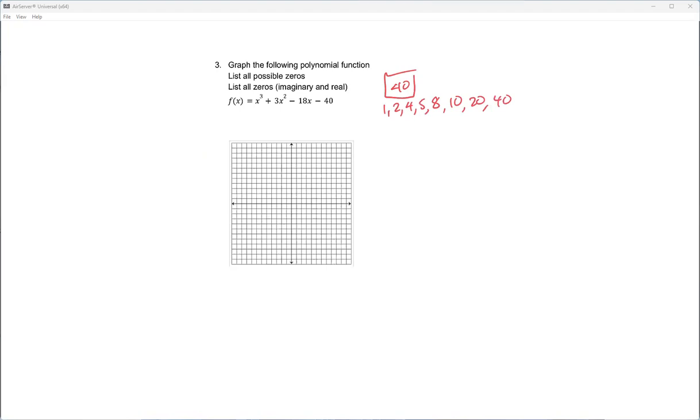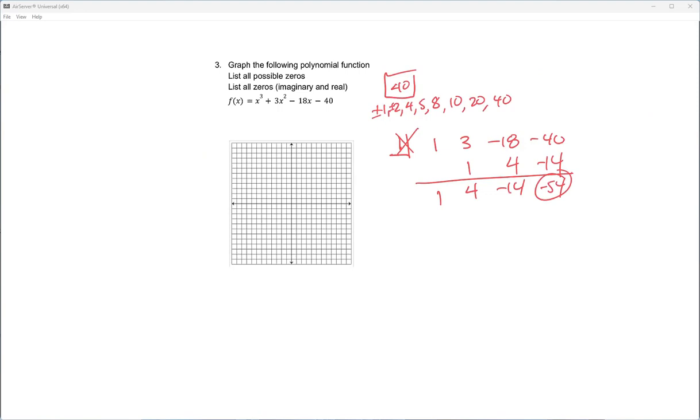You notice that, if I do 1, and I plug in these numbers 1, 3, negative 18, and negative 40, it's 1. 1 times 1 is 1, so it'll be 4. Before negative 14 and negative 14, and this is going to be a remainder of 54. So we know that 1 is not a root, all right?